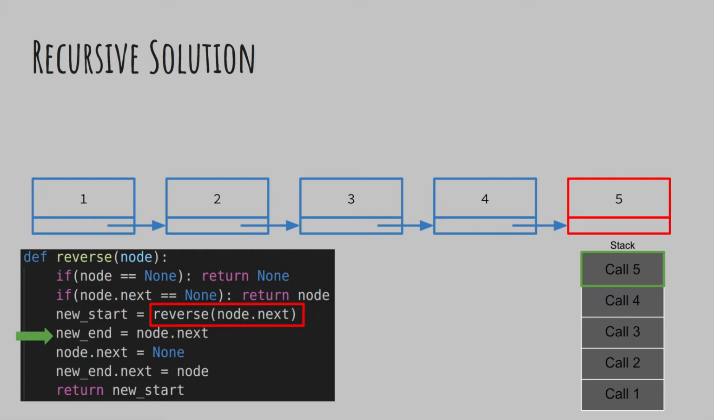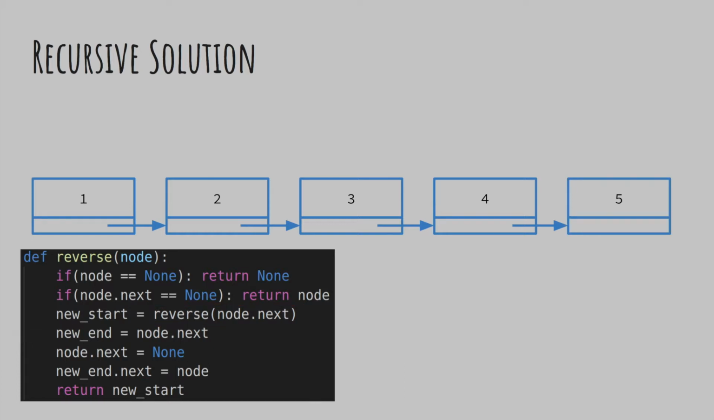So if the linked list is very long, a lot of function calls will happen, and we will run out of memory and our program will crash. We want to avoid this, and to do this we will need a better solution, one that does not make this many function calls and that doesn't use recursion.